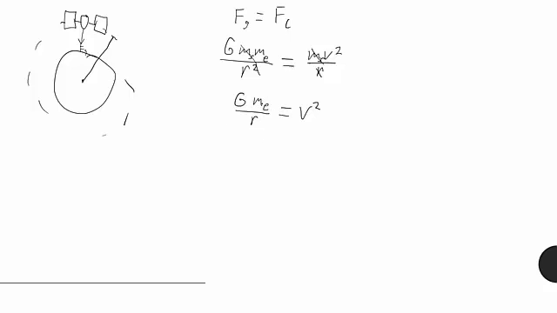And we can use this equation for things orbiting the Sun, in which case this would be the mass of the Sun. So the mass that's left over in this equation is always the mass of the central body that's being orbited.